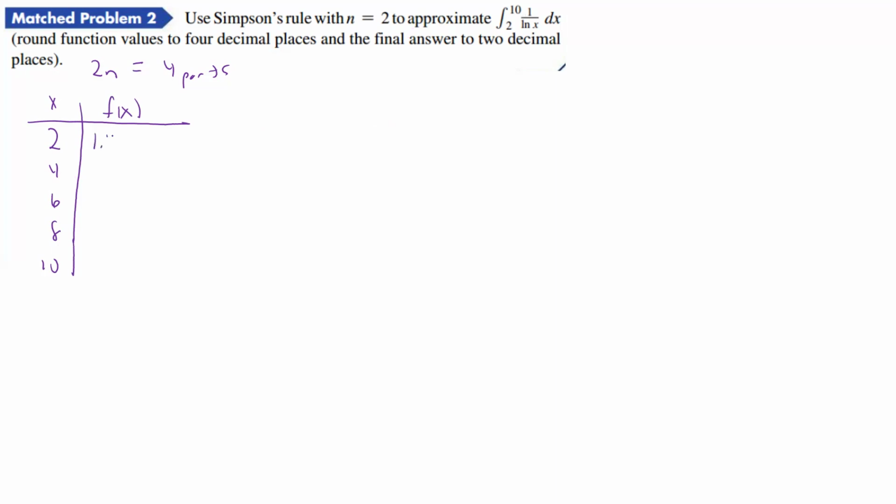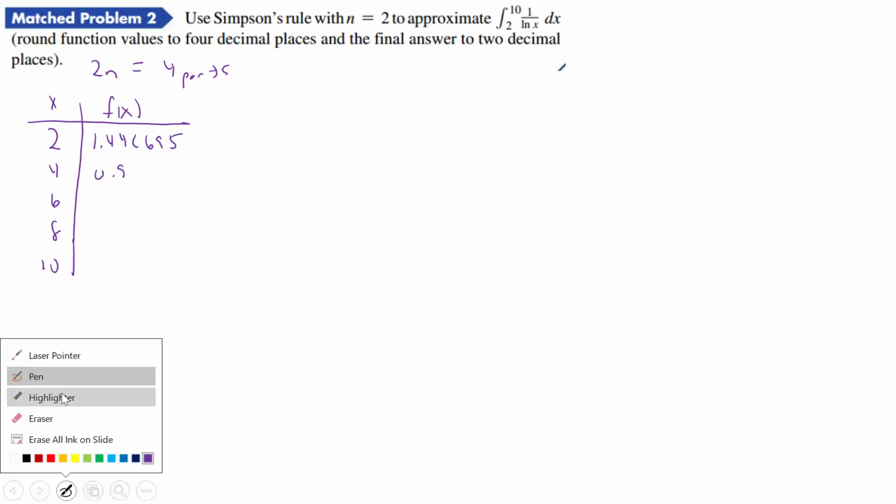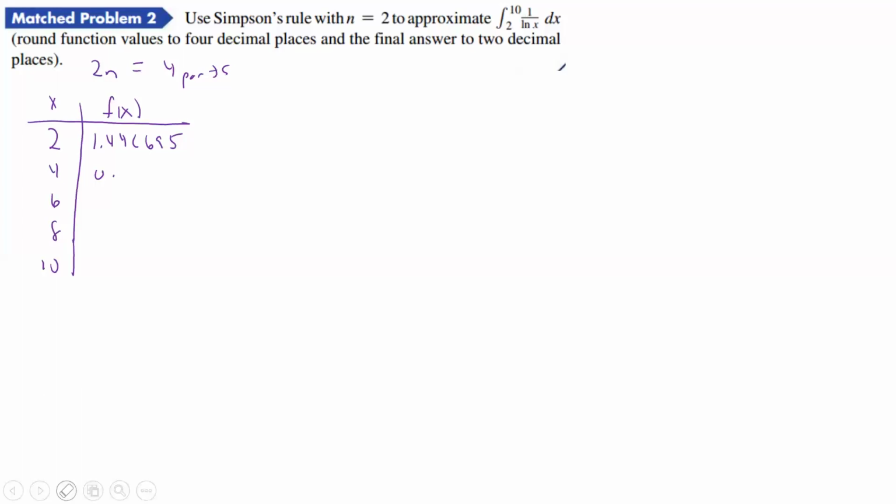So that was 1.442695. This was 0.7213475. This was 0.558111063. This was 0.48089835, I think. And then 0.43429444. And we'll just leave it at that.